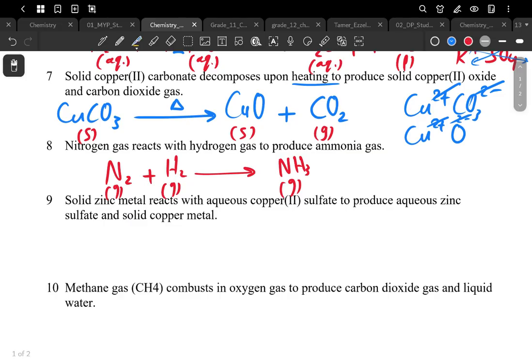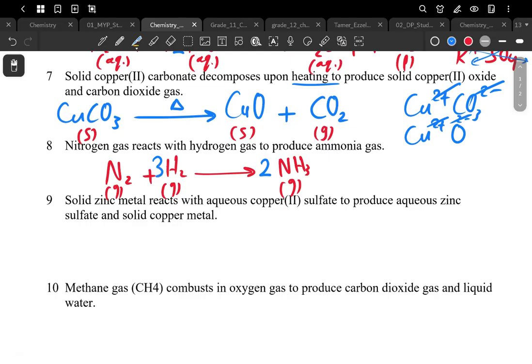Let's balance the equation. N2, so I have to add a coefficient of 2 here to N, and let's balance the hydrogen atoms. How many hydrogen atoms here? 2 hydrogen atoms. How many hydrogen atoms here? 2 multiplied by 3, 6 hydrogen atoms. So in order to balance this, divide 6 by 2, so you have to add a coefficient of 3 here.